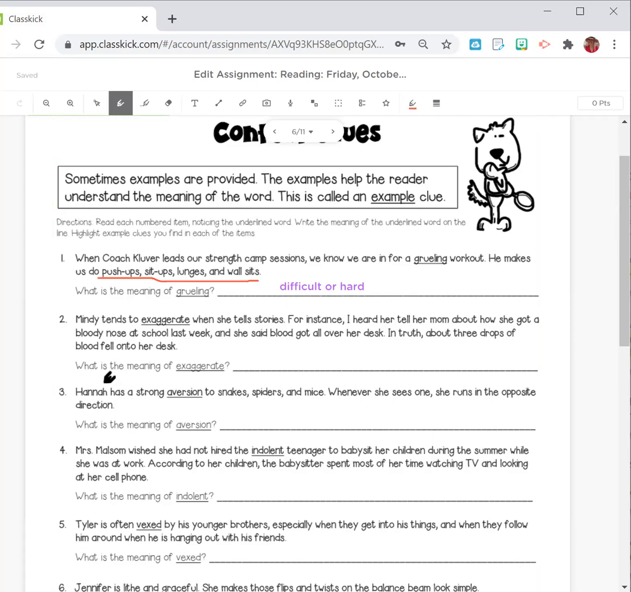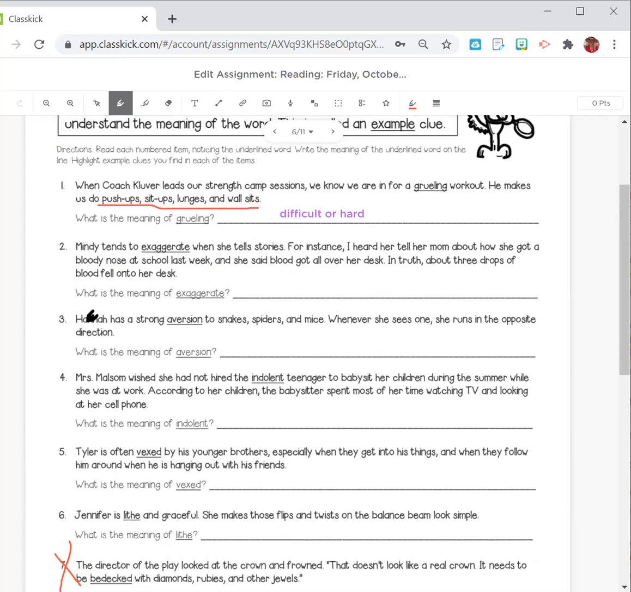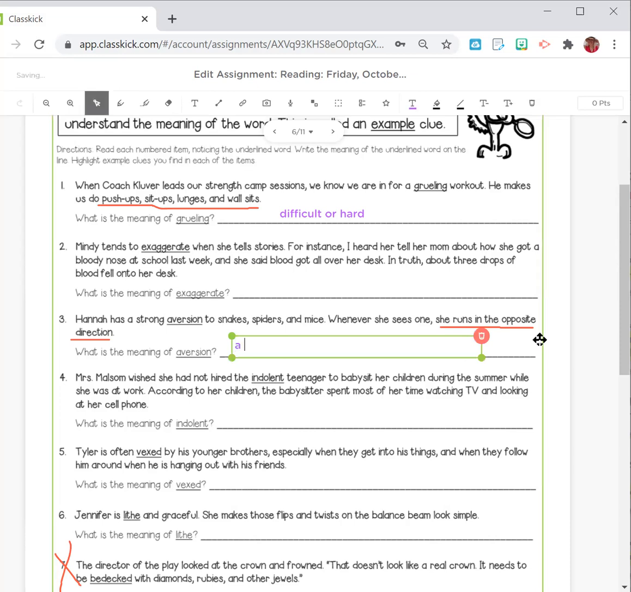Number 3. Make sure you have number 1 written down. You can pause if you need to. Number 3, Hannah has a strong aversion to snakes, spiders, and mice. When she sees one, she runs in the opposite direction. So that's an example of aversion. So aversion means that she really hates something. So she really does not like snakes, spiders, and mice because she runs away from them. A strong dislike for something.